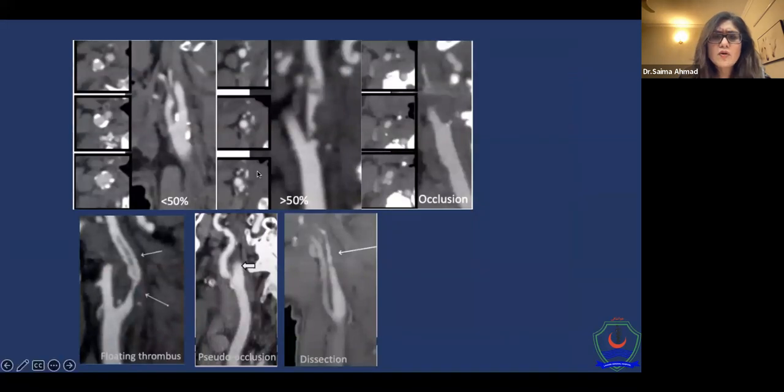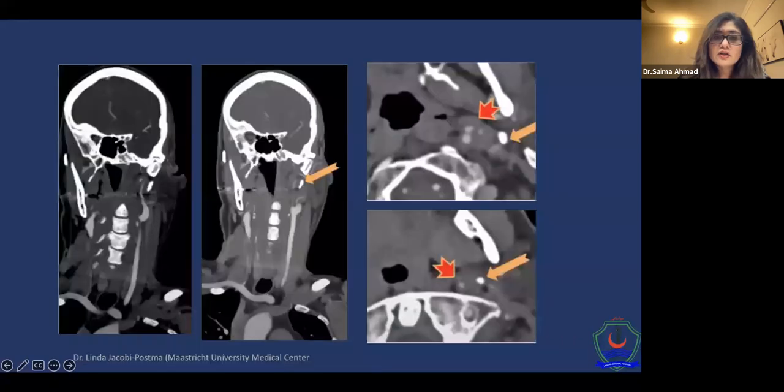These are the different types of pathologies which you can detect at the carotid level. You can do the grading, less than 50%, more than 50% stenosis. Then there is occlusion at the carotid, and then there is a floating thrombus. This is pseudo-occlusion, and this flame shape is dissection. Flame shape is always the dissection of the carotid.